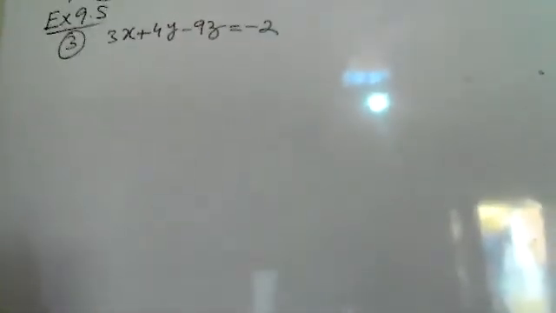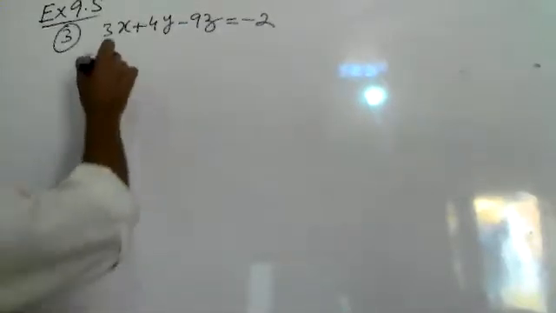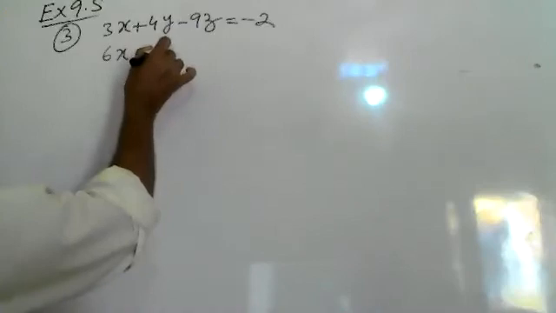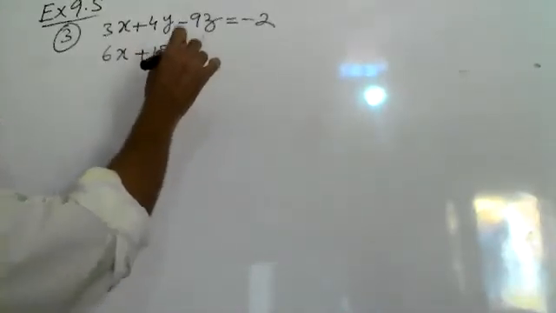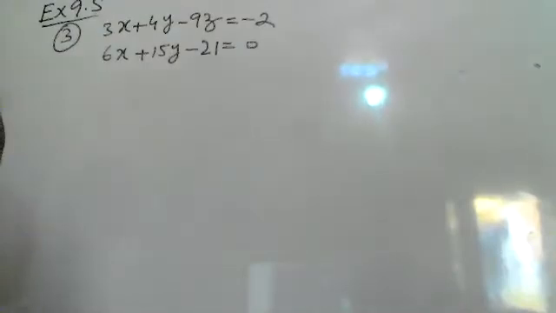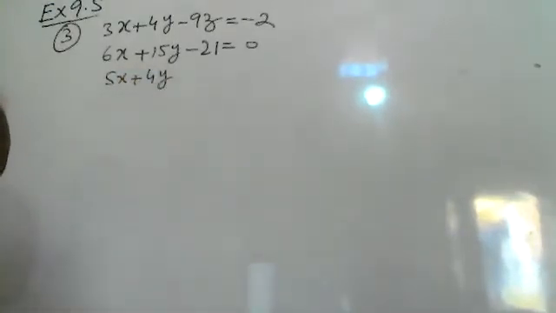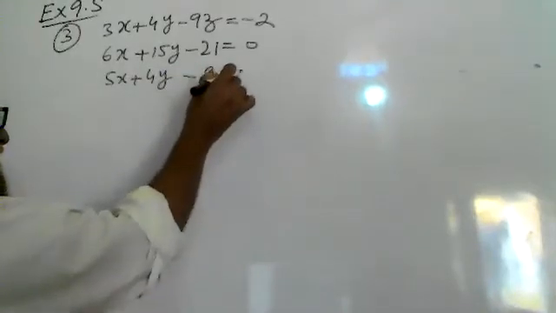3x plus 4y minus 9z is equal to minus 2. 6x plus 15y minus 21z equal to 0. 5x plus 4y minus 9z equal to 0.